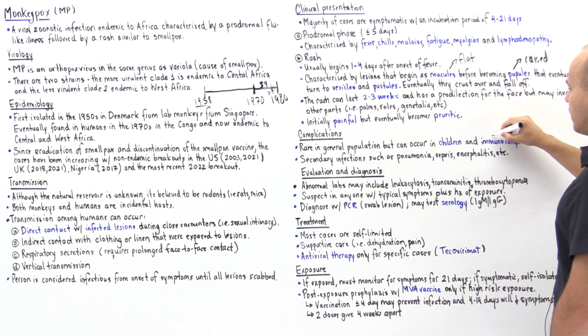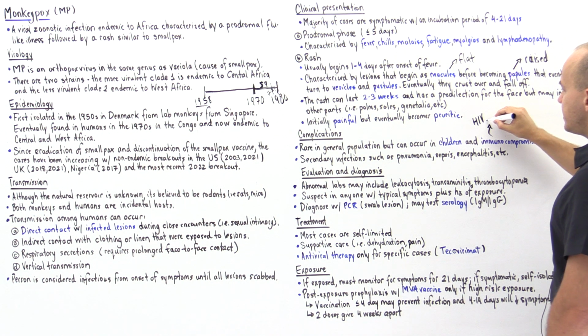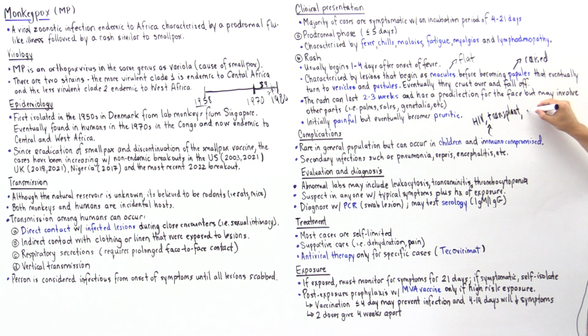So what are immunocompromised states? So HIV infections which aren't treated, as well as patients with solid organ transplants, patients that are taking immunosuppressive medications such as steroids for other conditions, patients who have leukemia, so cancers of the blood or lymphoma.